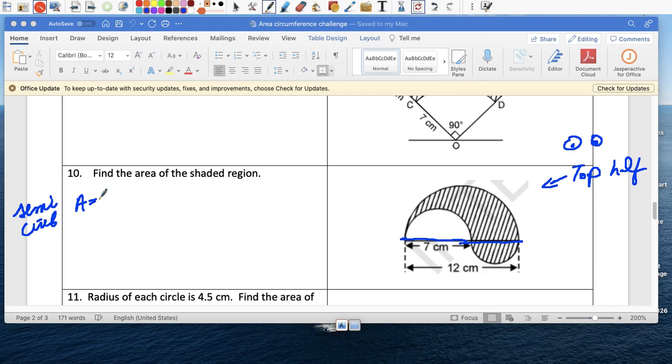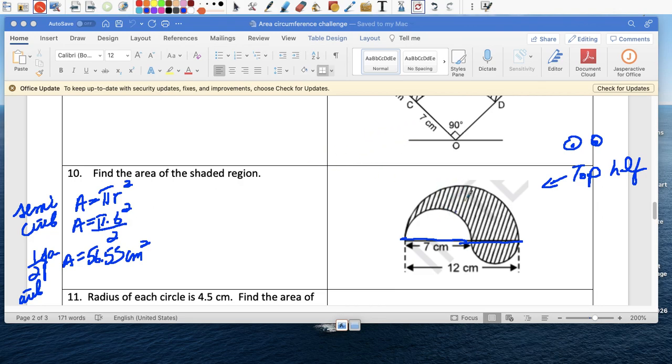Well, we need to find the area of the big circle. We know that the diameter is 12, so the radius is 6. So A equals pi r squared. A equals pi times 6 squared. Let's multiply that out: 36 times pi, enter. We're going to get 113.09, and we're going to divide that by 2, and I'm going to get 56.55, half of a circle.